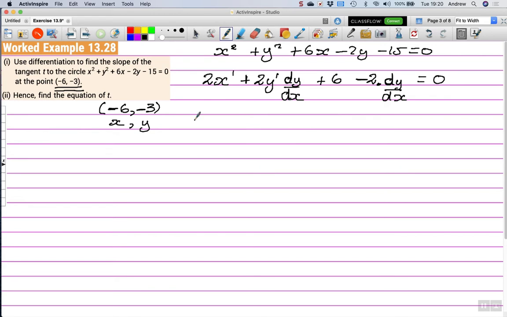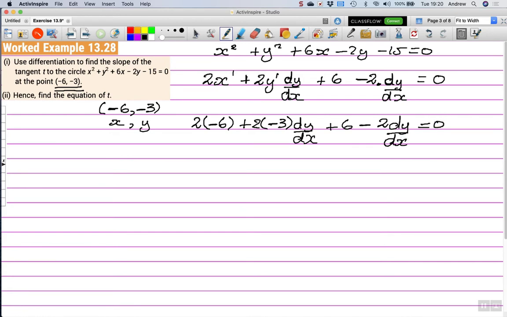So now we use the empty bracket method. So 2 empty bracket, replace the x by minus 6, plus 2 empty bracket, replace the y by minus 3, and then we have dy/dx, and then we have plus 6, and then we've got minus 2 lots of dy/dx, and that's equal to 0.